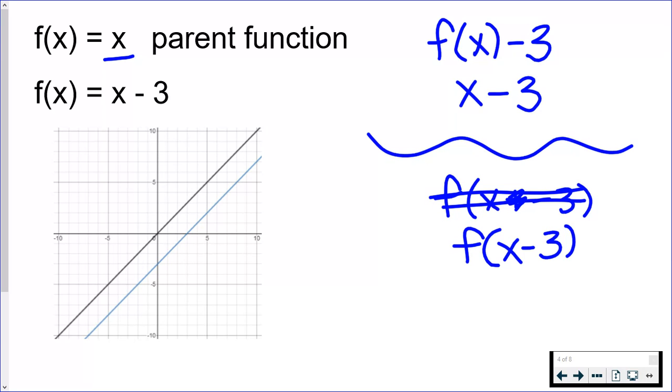X minus 3 in the parentheses means the parent function is being shifted to the right 3. This notation means that every x in the function is being replaced with x minus 3. So that means the x that I underlined earlier is becoming x minus 3. And just like that, they both result in the same equation.